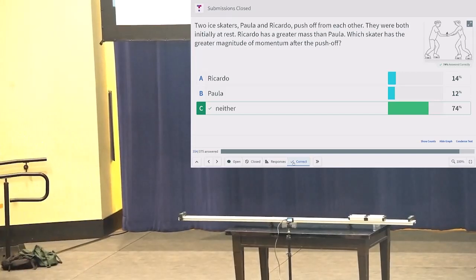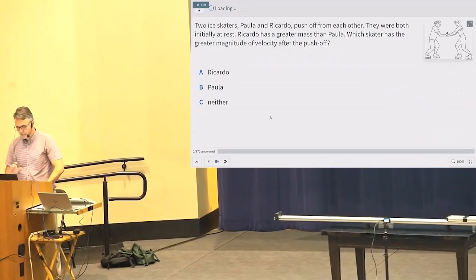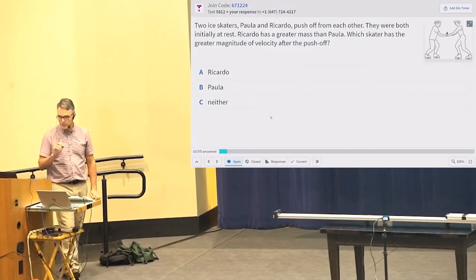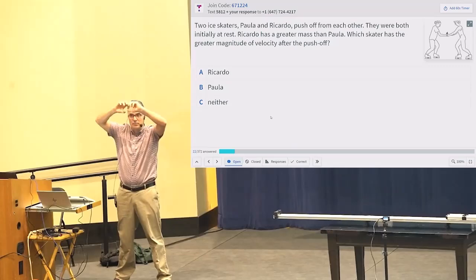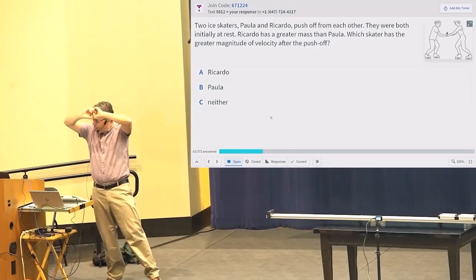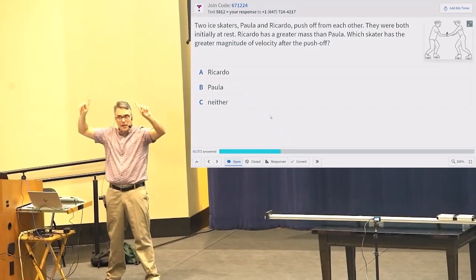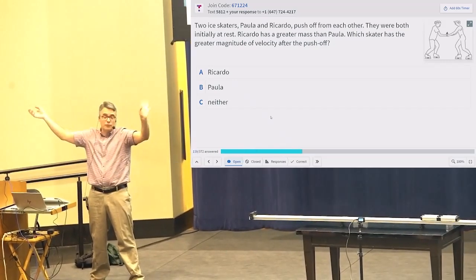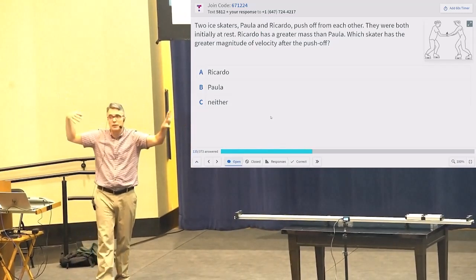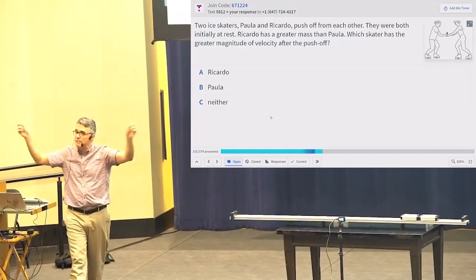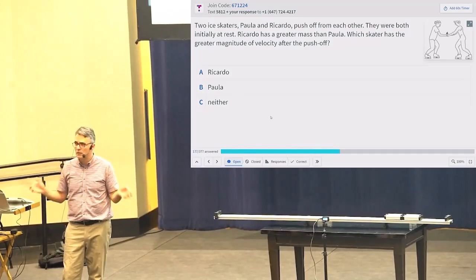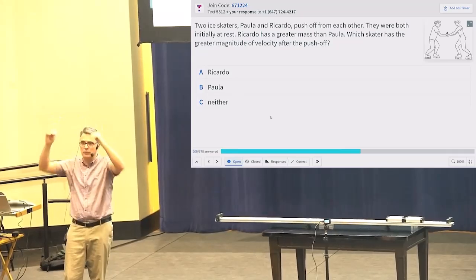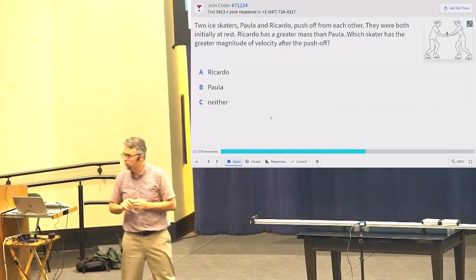But let's think about this next one actually, since we're on this. Let's do the same exact question now again. Two ice skaters, Paula and Ricardo, push off from each other. They were both initially at rest. So the initial momentum of this system in the horizontal direction was 0. And then they push off, and I would say that the final momentum of the system must still be 0. Meaning that if one of them has a negative momentum of some magnitude, the other one should have a positive momentum of the same magnitude. Equal and opposite momenta. They have the same magnitude but opposite direction, and that's why, with conservation of momentum, 0 becomes 0. That's what we're going for here.